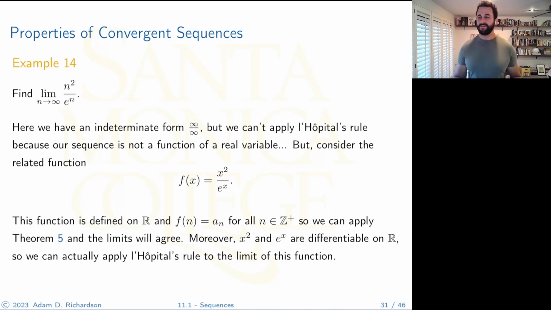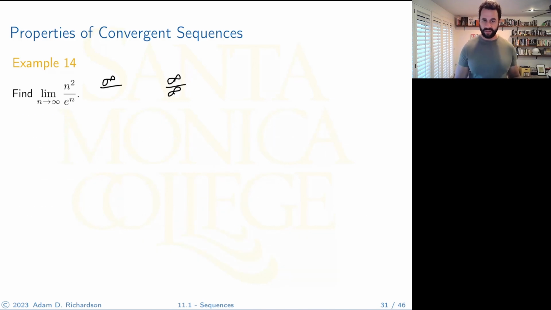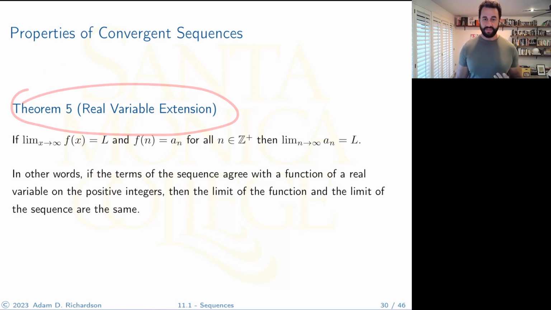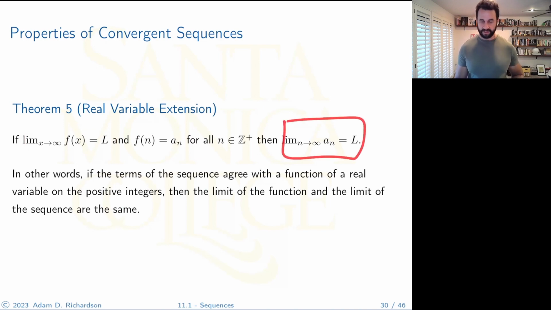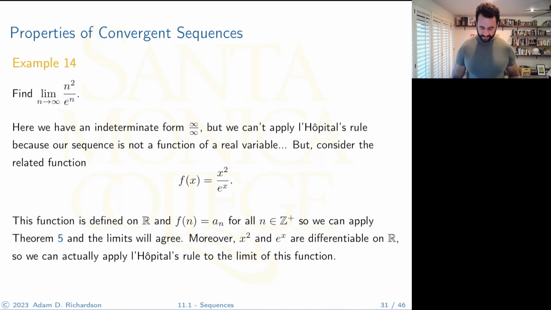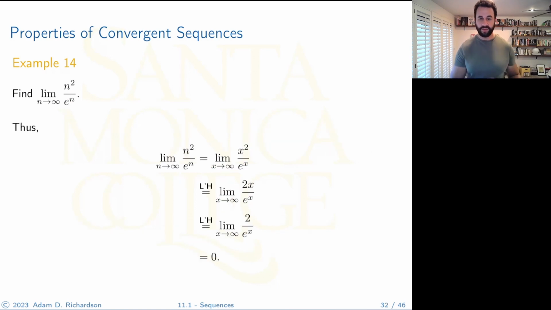Now we can apply theorem 5. So again, hypotheses and conclusions. Because this function is a real variable function and our sequence agrees with it on the positive integers, we can apply a real variable extension, and that means that the limit of that real variable function is equal to the limit of our sequence. So maybe we can find the limit of that real variable function instead. So here we go. x squared and e to the x are both differentiable on R, so we can apply L'Hopital's rule. Boom, here we go.